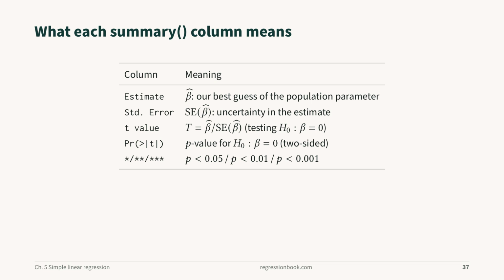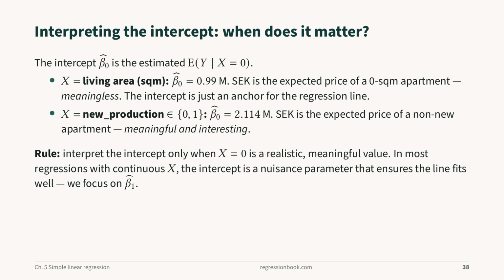Estimate, the best guess of the population parameter. Standard error, its uncertainty. The t-value, estimate over standard error, testing the zero null. The probability column, the two-sided p-value. And the stars, shorthand for 5%, 1%, and 0.1% thresholds. Nothing more, nothing less. When does the intercept matter?